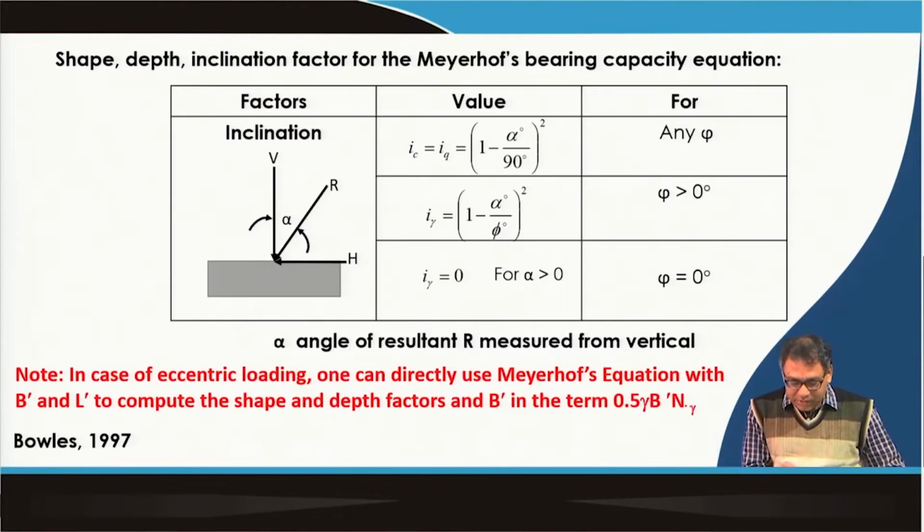So, these two lines are very important. Right now I will give this note, and later on I will discuss how these things can be used. So, remember that in case of eccentric loading, when you compute the shape factor and depth factor, you use B dash and L dash, that means effective width and effective length, and in terms of B, in the third term of the equation you use B dash.